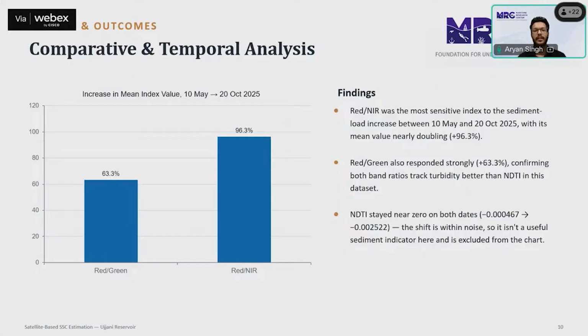This chart summarizes the comparison directly. Red to NIR shows the strongest jump, followed by red to green. NDTI is left out because it almost remains the same, maybe because of some noise. So my key result is that band ratios, especially red to NIR, track the sediment increase far better than the two indices built specifically to measure turbidity or water.